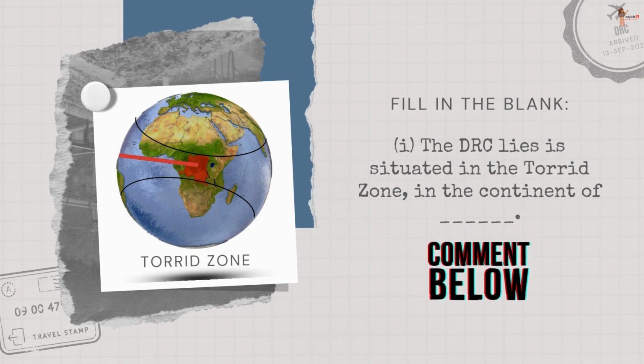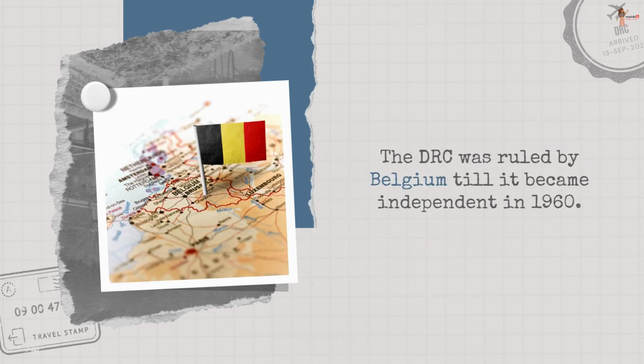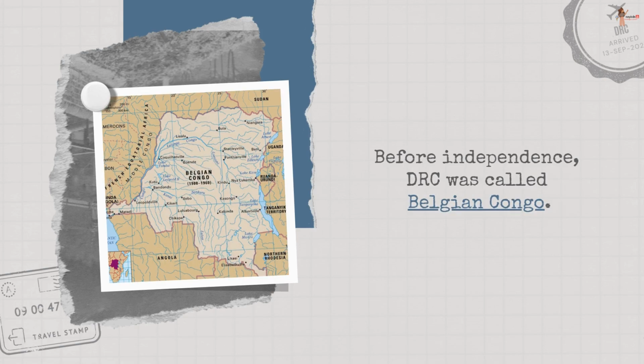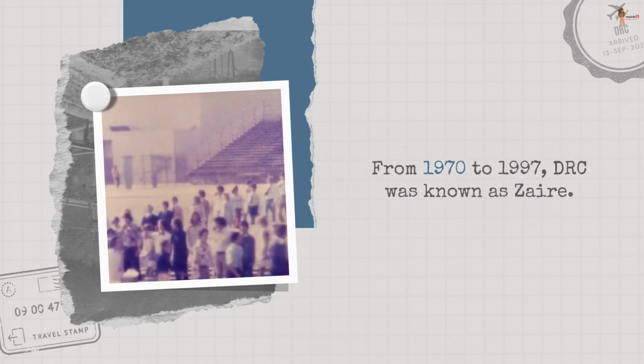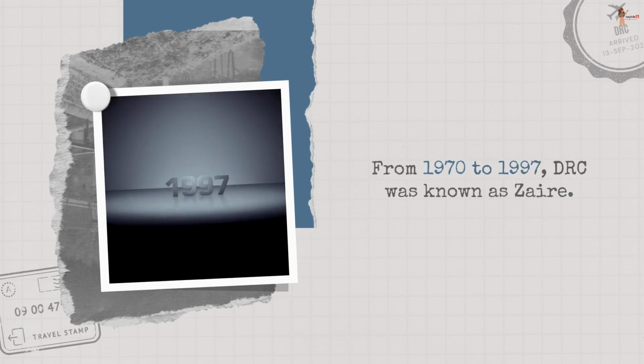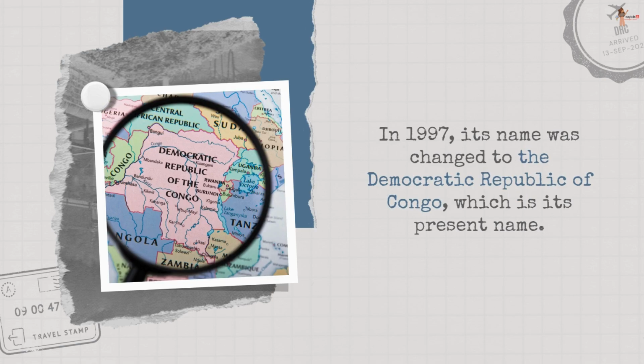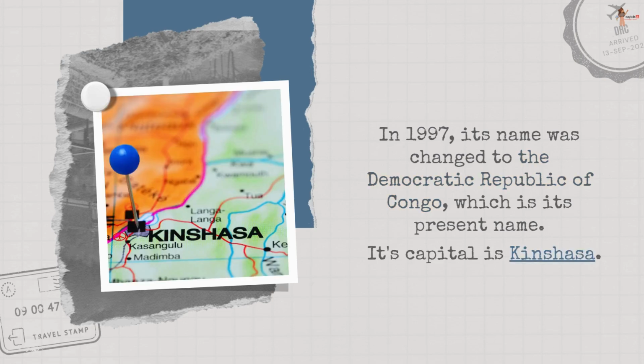Now, DRC was ruled by Belgium till it became independent in 1960. Before independence, it was called Belgian Congo. From 1970 to 1997, it was known as Zaire. In 1997, its name was changed to the Democratic Republic of Congo, which is its present name. Its capital city is Kinshasa.